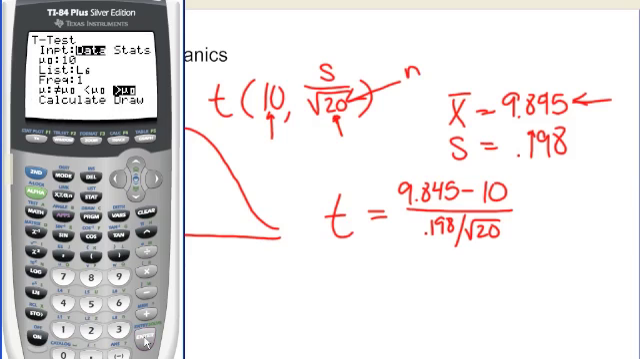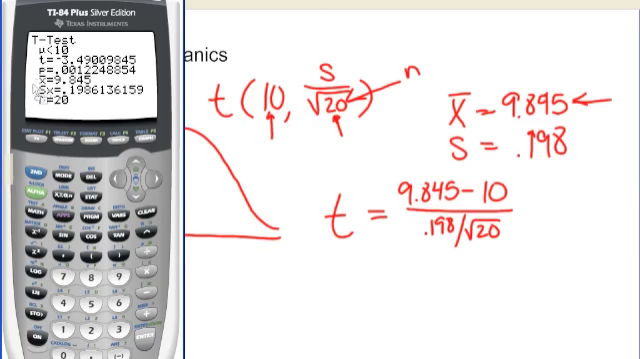Notice I have highlighted data. That's because I have a full list of data. This mu with a 0 should be the value from your null hypothesis. So sure enough, ours is 10. It's found in list 6. And then this line right here is a place for you to indicate your alternative hypothesis. We think it's less than 10, so I'm going to highlight that less than. And here comes all my answers.